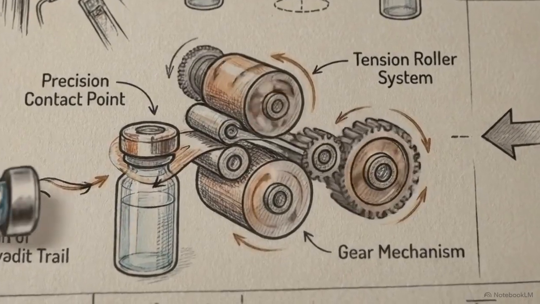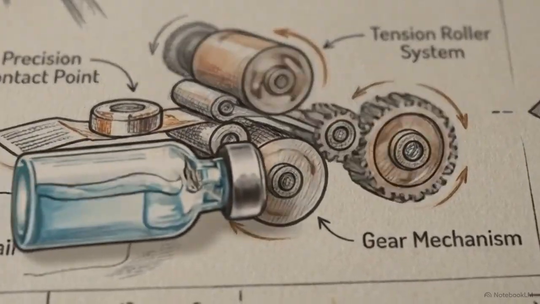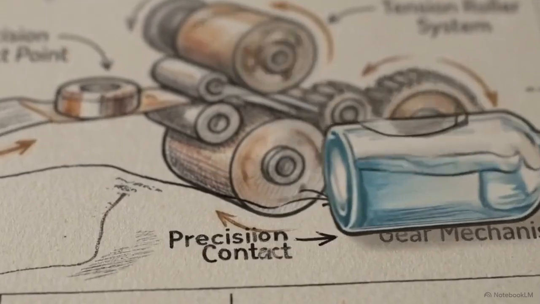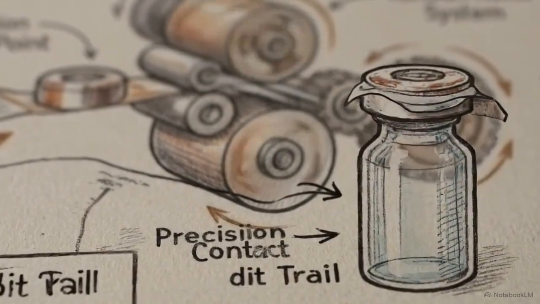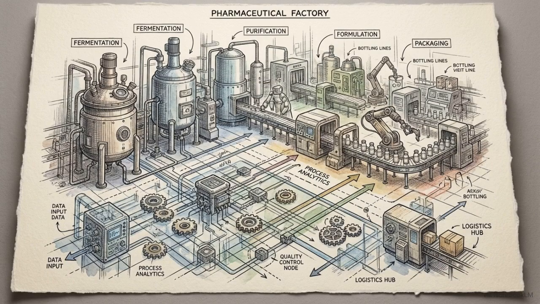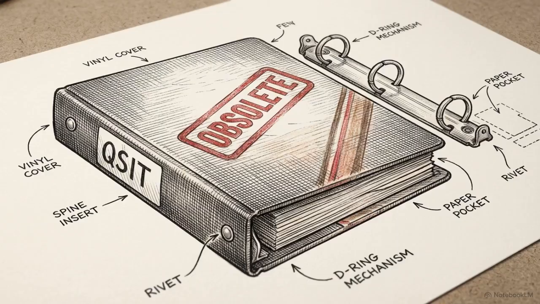Modern pharmaceutical manufacturing requires absolute precision. In an automated line like this, there is zero margin for error, a standard that the FDA is now applying to the quality systems behind the machinery. On February 2, 2026, the FDA will officially retire the Quality System Inspection Technique, known as QSIT.